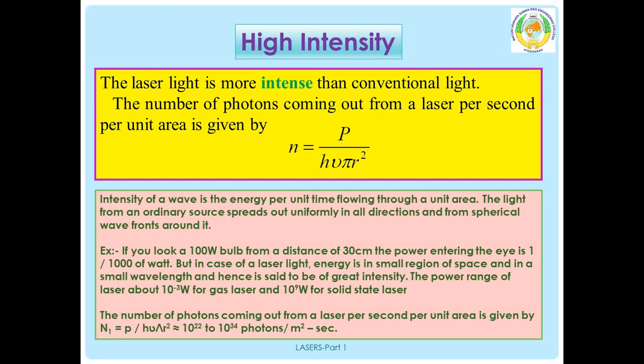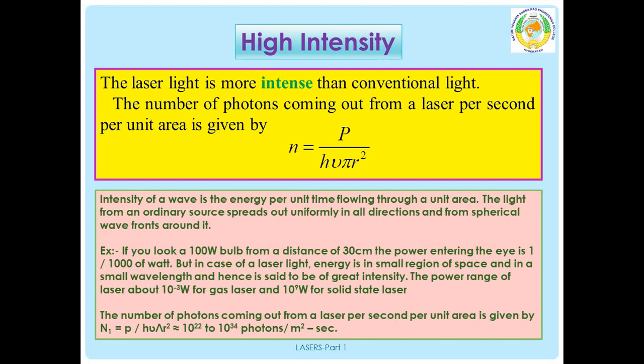The power entering the eye is around 1 by 1000 of a watt. That means how much? 1 by 10, that is 0.1 of a watt. But in the case of a laser light, energy is in a small region of space and in a small wavelength, and hence is said to be of great intensity. So the power range of laser is about 10 to the power minus 3 watts for gas laser and 10 to the power 9 watt for solid state laser.